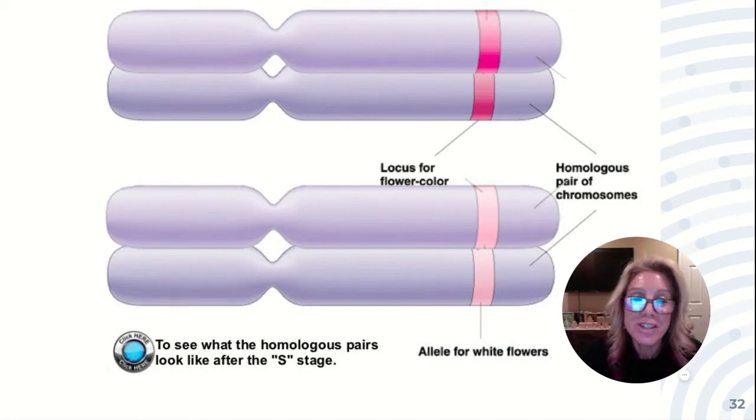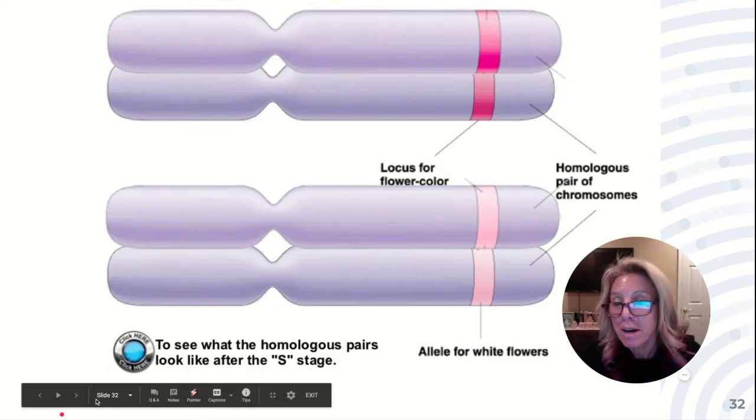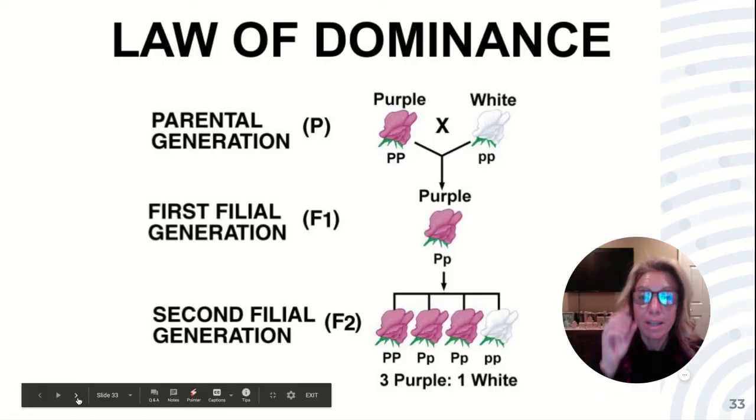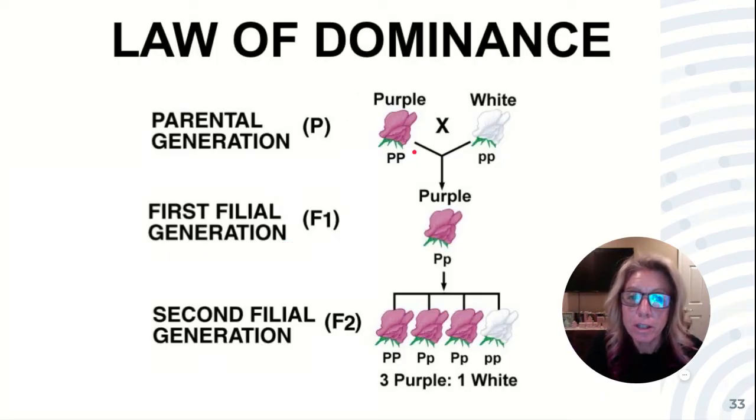There are exceptions to that. I will teach you all about that, okay? When we talk about, let me go a little bit forward here, okay? Here's your law of dominance. Review that real quick. So you've got your parent generation, purple.